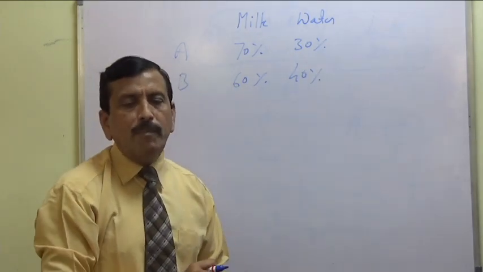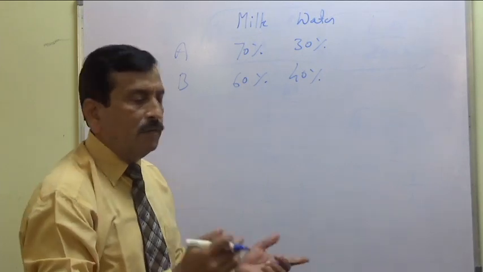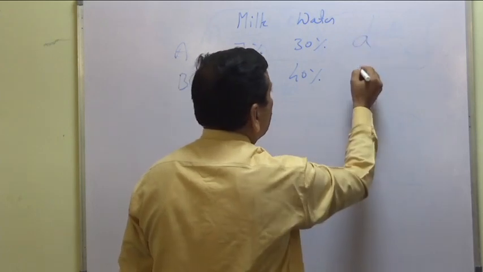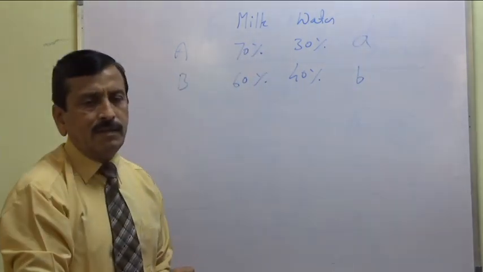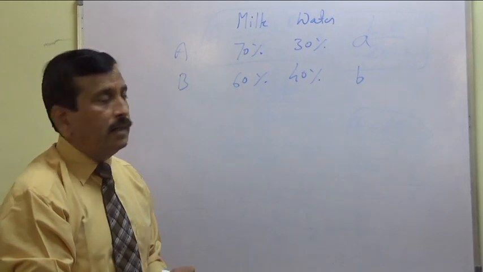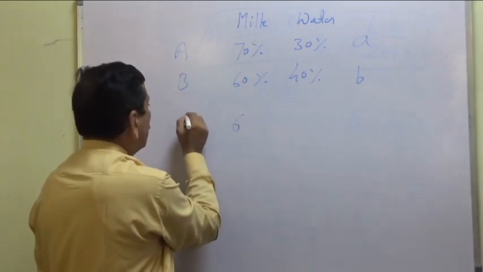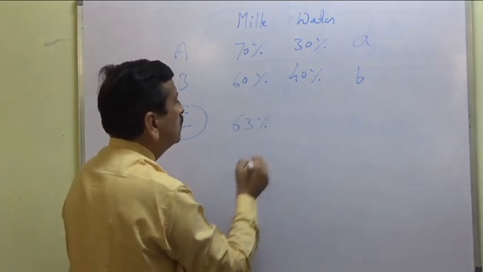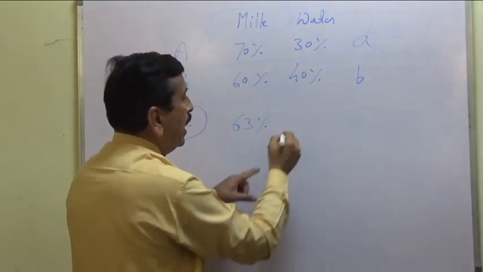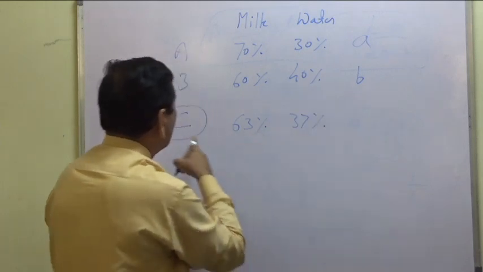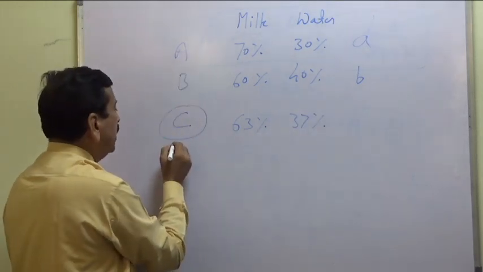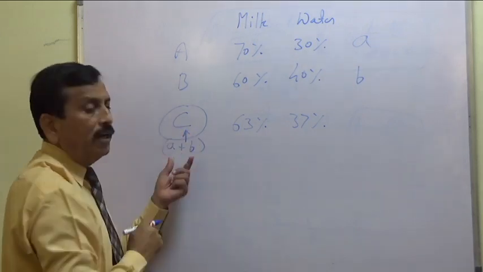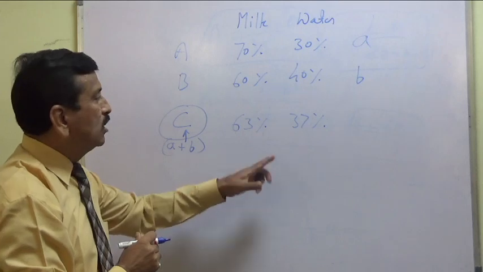How many liters of milk he should take from each can, we do not know. Say, let him take A liters from this can and B liters from this can, so that we should get 63% of milk and 37% of water. This is the total mixture C. Now what does it contain? It contains A liters from A and B liters from B. This is the joint one, A plus B. This is what we want.